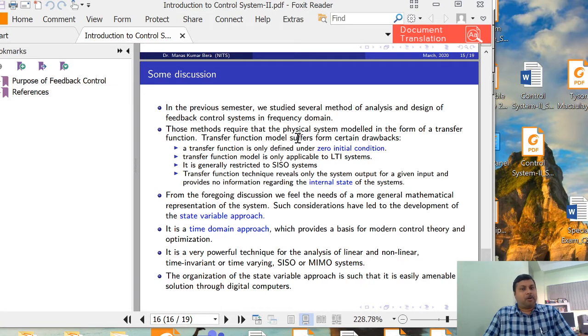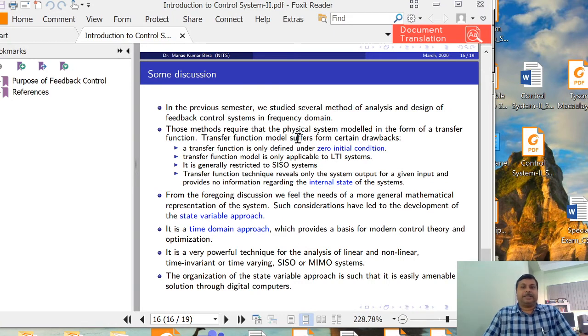For that, the nonlinear system has to be linearized about its equilibrium point, and then the linearized system can be represented using the transfer function approach. Most importantly, we have pointed out that the transfer function technique reveals only the system output for a given input and provides no information regarding the internal state of the system.